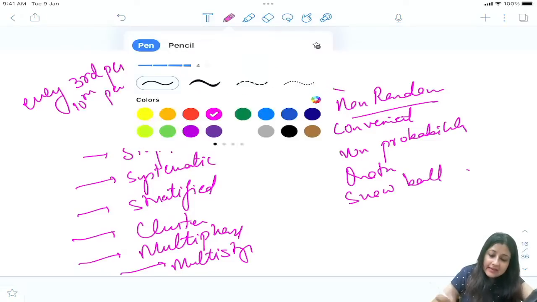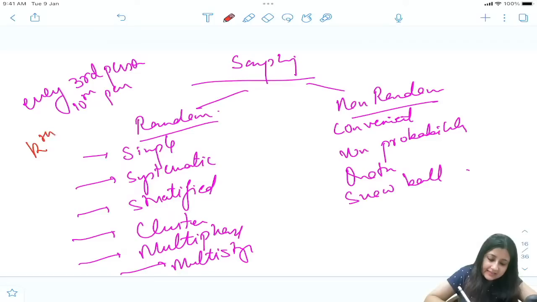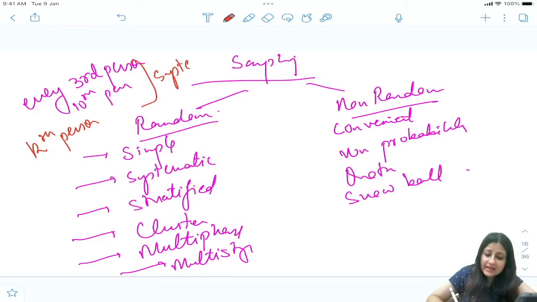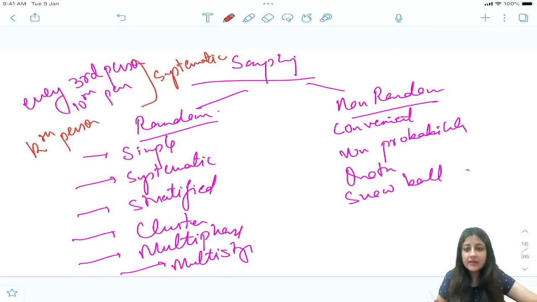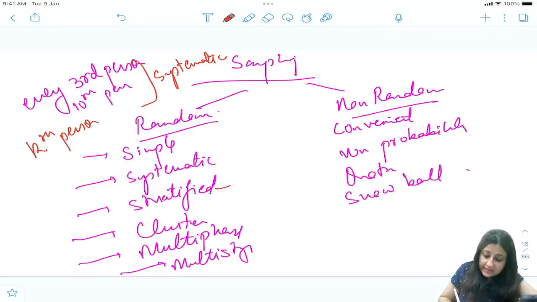Now, in your exams, you get a question that every third person selected, every 10th person selected, or exam mein aayega every kth person selected. This is which type of sampling? Systematic. I'm just telling you in very short right now. We cannot go into detail. You can check out the videos on prep ladder on an academy. Wo systematic hoti hai.